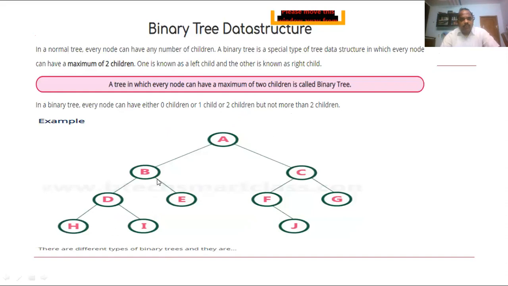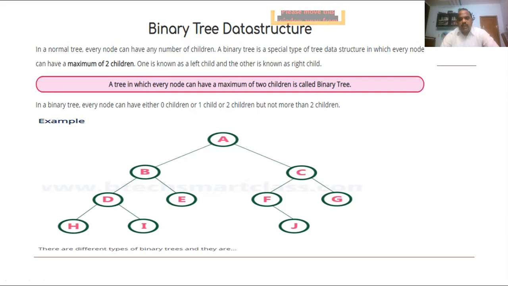Whereas in a binary tree data structure, every node has a maximum of two children. One is known as the left child and the other is known as the right child. For example, A has two children, B and C, only two, the maximum. The first is the left child and the second is the right child. B has two children, one for left and one for right. This is called a binary tree, with a maximum of two children. Here, one or two children.